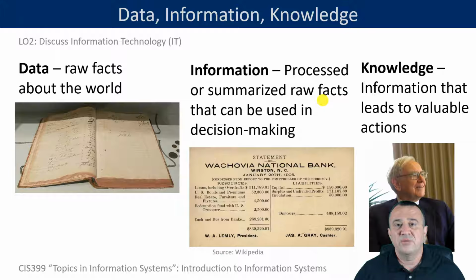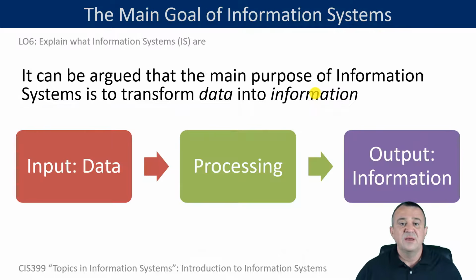And that's why for at least the last 20 years, there has been a movement in the field of management and information systems called knowledge management systems. That's what this movement was about: going one step above information, trying to generate knowledge with the help of technology. But generally, some people define information systems, or argue that the main purpose of information systems, is to transform data into information. This is what information systems are all about.